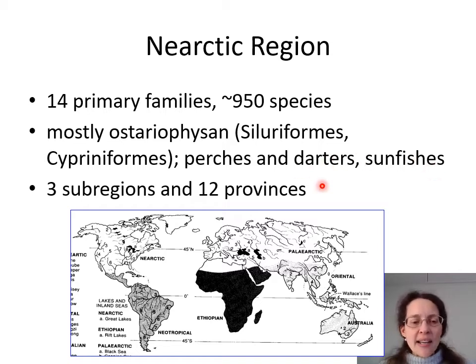When you look at it in detail, they actually divide it into 3 subregions and 12 provinces. You can see some of those numbers in there. We're not going to go into detail on all of those, but I will point out one province, the Southern Appalachian River drainages, and they're home to about 350 species of fishes. That's the richest diversity of temperate freshwater fishes. So there's a lot of fishes in that area.